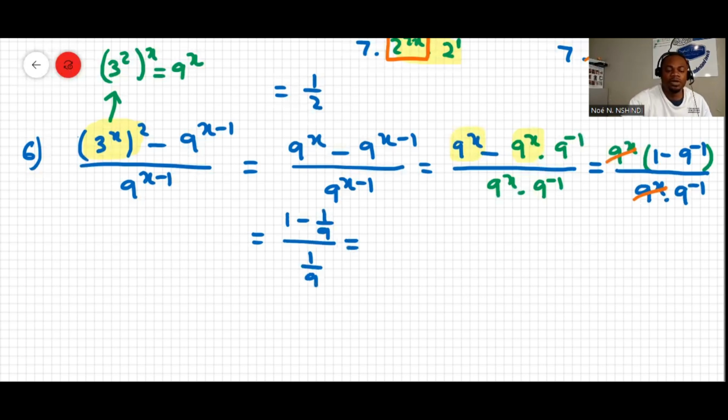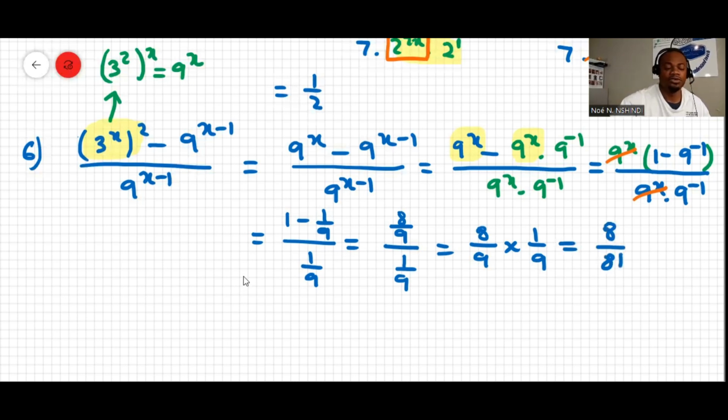Okay, and then 1 minus 1 over 9 is equal to 8 over 9, over 1 over 9. The law says that if you have a fraction divided by another fraction, we multiply the first fraction by the inverse of the other. And then this will be equal to 8 over 81. This is one way of solving this.